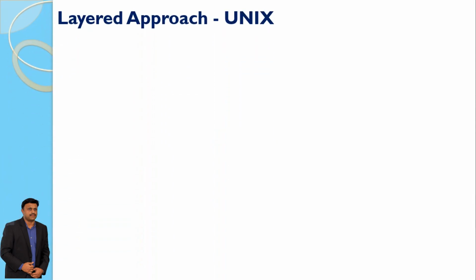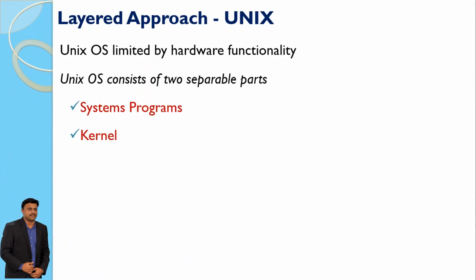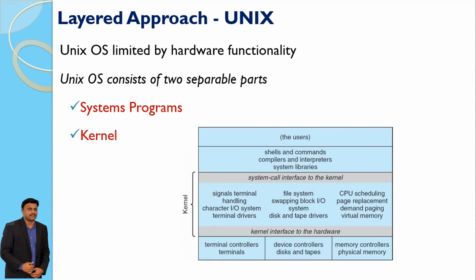Unix OS is divided into systems programs and the kernel. This separation allows for better organization and management of hardware functionality and system operations.